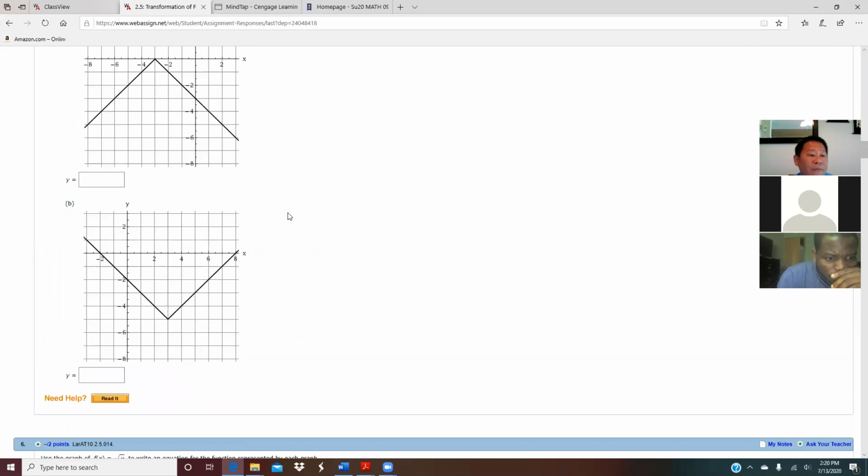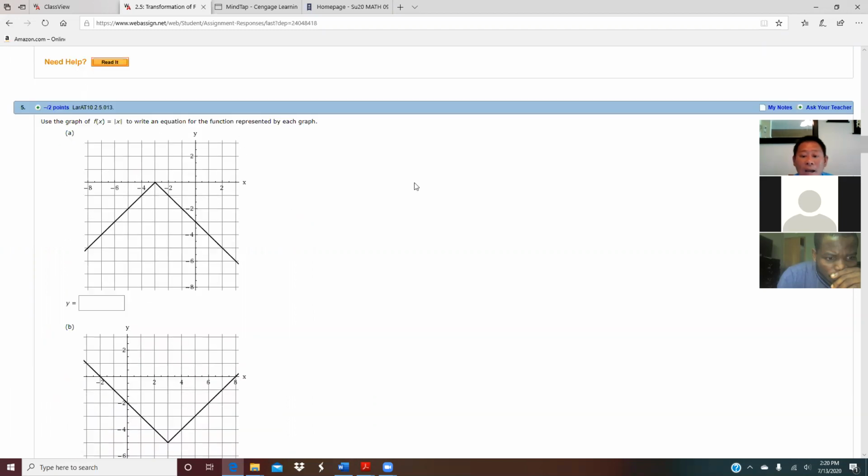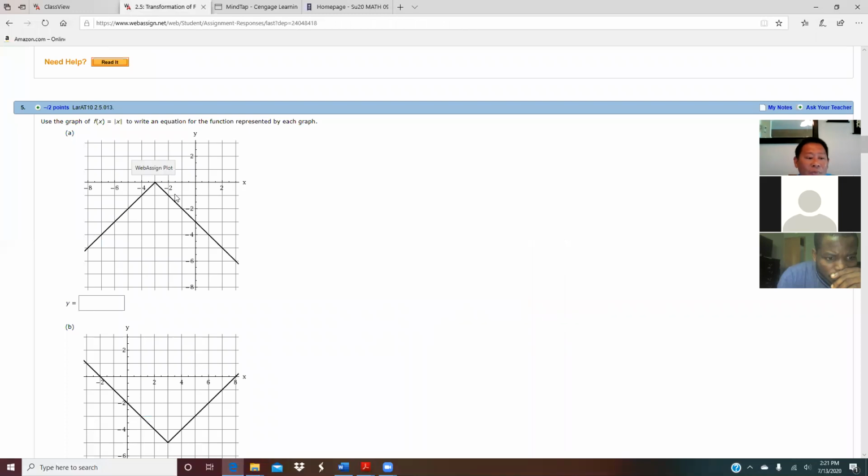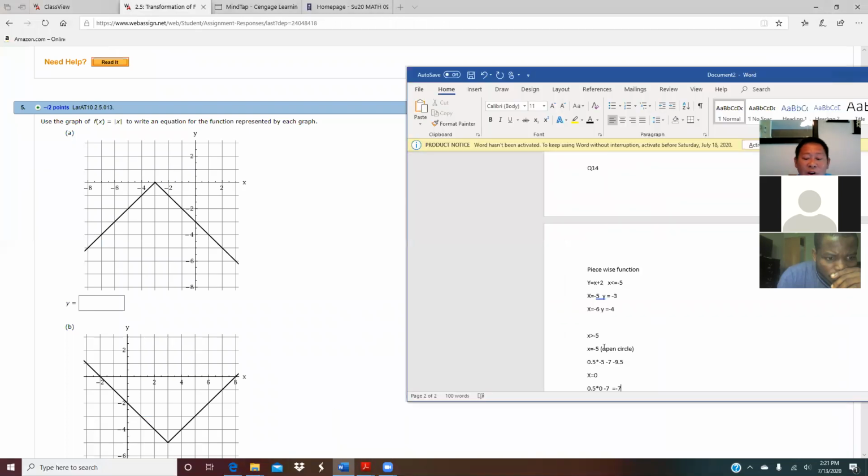So we're going to talk about 2.5 now on your online homework. An example is question 5a. They're asking you, how do you write this as an equation? First, what they give you is the absolute value of x. The absolute value of x, if you look at the graph, is a V shape like this. You notice that this V shape is already upside down, so that means this one has a reflection on the x-axis.